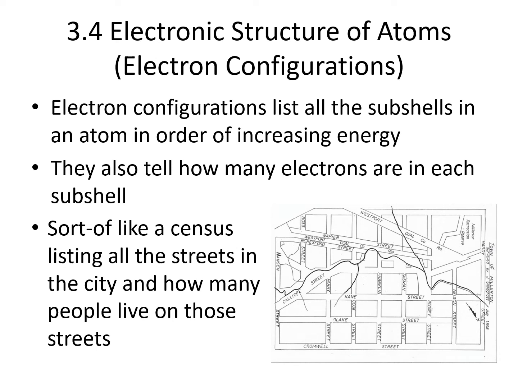Quantum numbers give the address for an electron. Electron configurations give a broader picture that includes all of the electrons in an atom. They list all of the subshells in an atom in order of increasing energy, and they tell how many electrons are in each subshell. This would be like listing all of the streets in a city and then telling how many people live on each street. It does not get down to the level of the individual, but gives a lot of information at once.